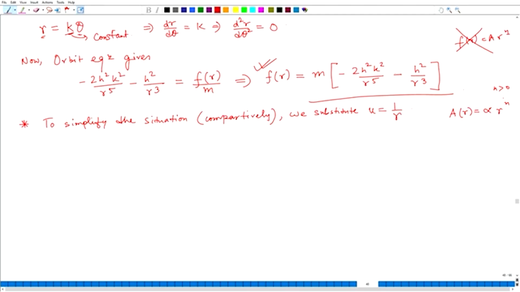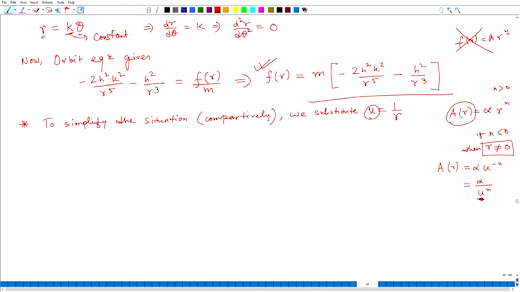And then if n is less than 0, then r not equal to 0 is required, because otherwise this thing will blow up, and we do not want this type of situation. When you have u as your variable, then you will have the same law: a of r is equal to some alpha u to the power minus n, that means alpha by u to the power n. And then the point is that this u should not go to 0.